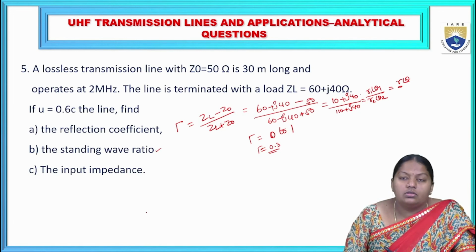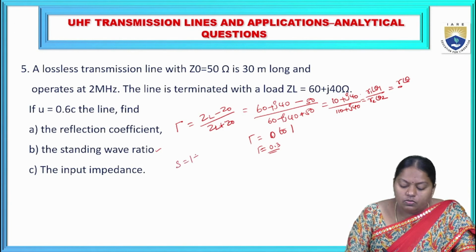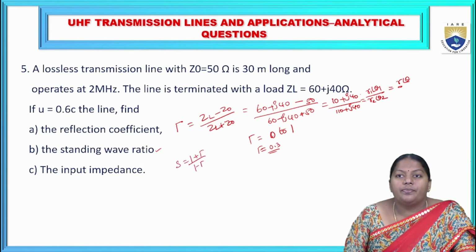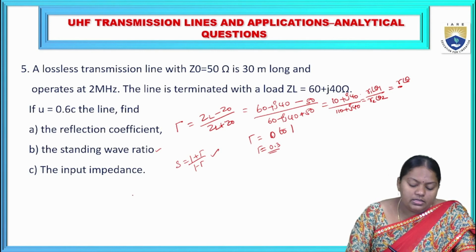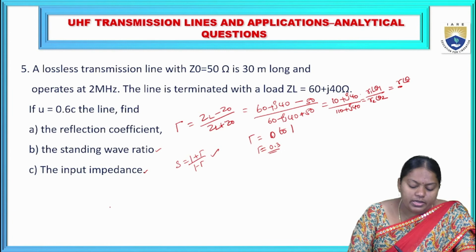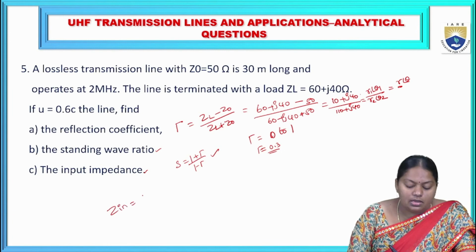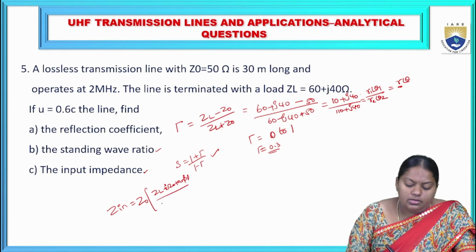Similarly, the standing wave ratio can be written as S equal to (1 plus gamma) by (1 minus gamma). Whatever value we have got here has a magnitude, and that is considered as the value of gamma, and finally we are supposed to evaluate the value of S. Next, input impedance. To find the input impedance, the formula is Zin equal to Z0 into (ZL plus jZ0 tan beta L) by (Z0 plus jZL tan beta L). Okay, which is equal to.